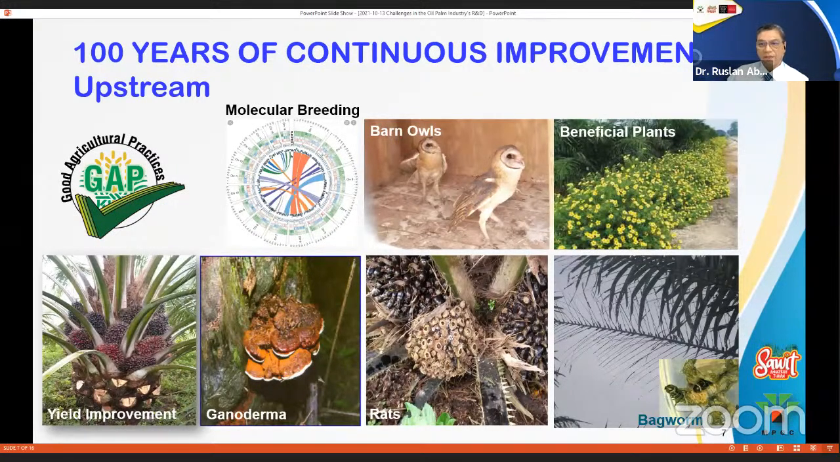And it also involved a lot of other subsidiary research, for example, on pests and diseases, the production of improved planting materials, and addressing some of the main problems associated with the industry, such as basal stem rot caused by Ganoderma, the extensive losses due to rat attacks, and the extensive losses due to bagworm attacks on the oil palm frond.